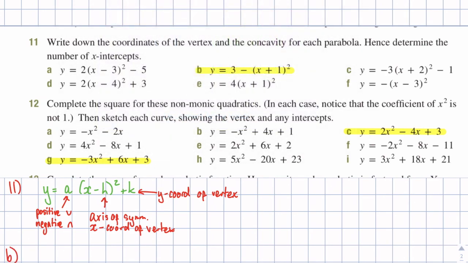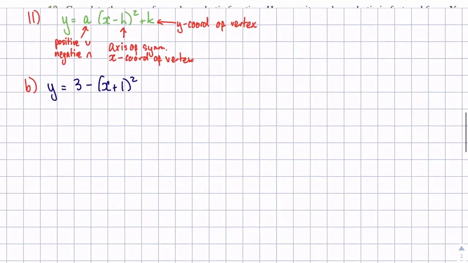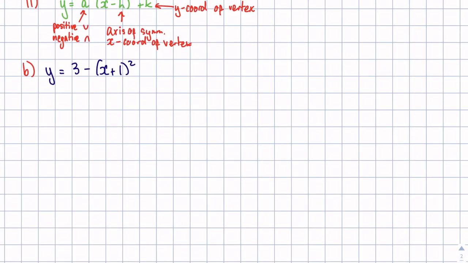So let's do question 11b. We've got y equals 3 take (x plus 1) squared. I'm going to rewrite this so it looks more like my turning point form, y equals a outside of (x take h) all squared plus k. So I'm essentially going to move the 3 to the end, and that's a positive 3. So I've got negative (x take negative 1)... I mean y equals negative (x plus 1) all squared plus 3, which means, first of all, concave down because there's a negative out the front. A is negative 1. If there's no number out the front, that's a 1.